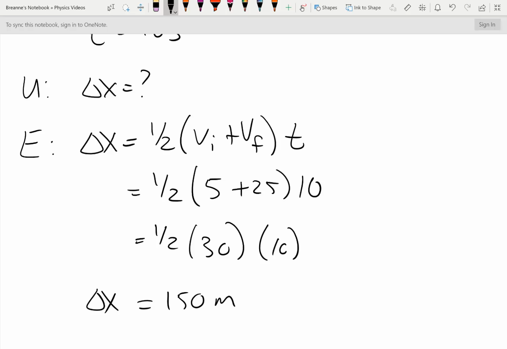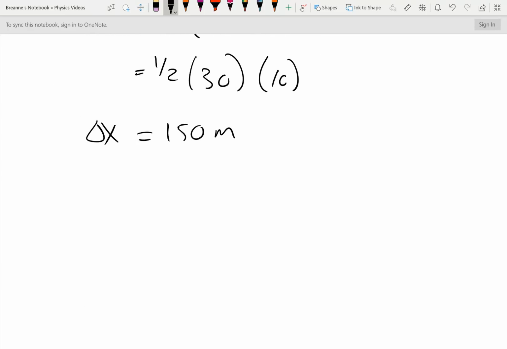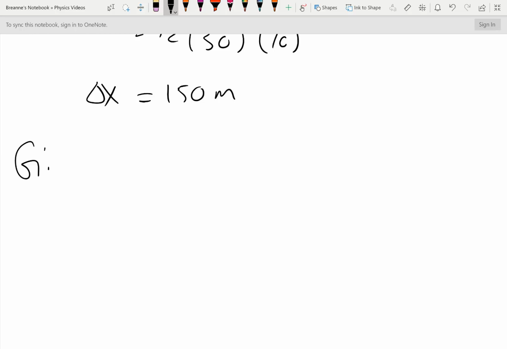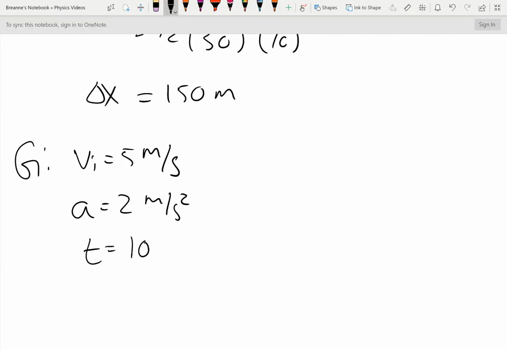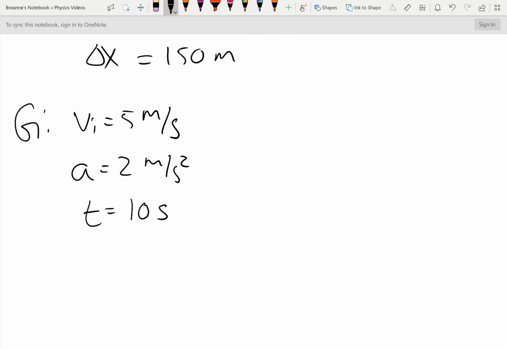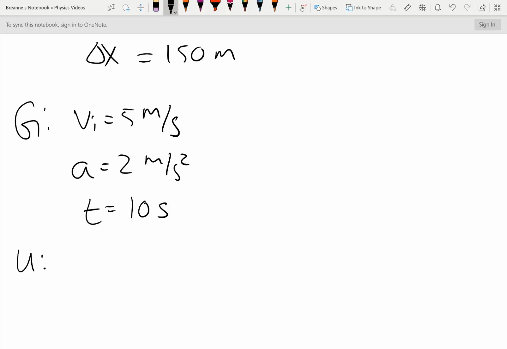So 14. What is the displacement of the car whose initial velocity is 5 and the acceleration is 2 for 10 seconds? So let's do, again, givens. We have initial velocity, it flat out tells you, is 5 meters per second. It says it accelerates at 2 meters per second squared. And our time is 10 seconds. And we're looking for the displacement.